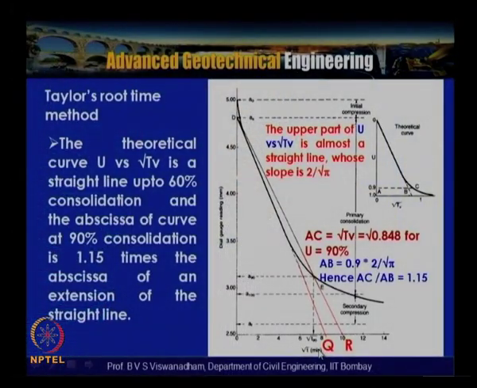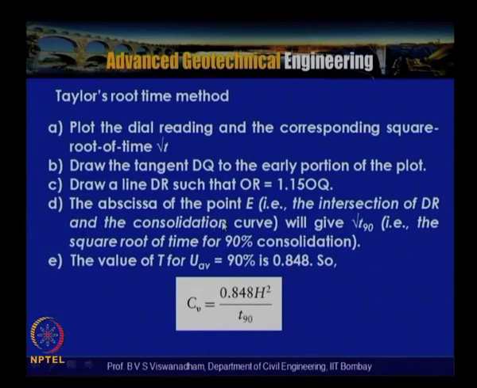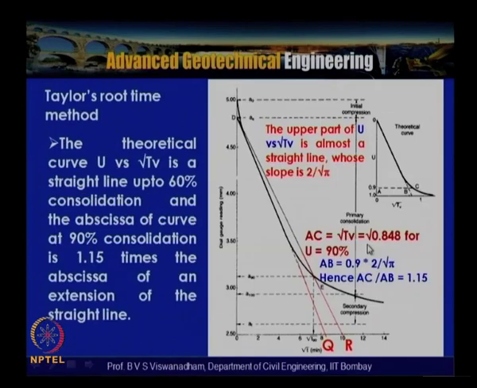So using this logic, OR is equal to 1.15 times OQ, considering the characteristic of U versus root T v. Once we draw these two lines, the abscissa of the point E, that is the intersection of the line OR and the consolidation curve, will give you root T90, the square root of the time for 90% consolidation, that is, the point where this line will intersect the consolidation curve.